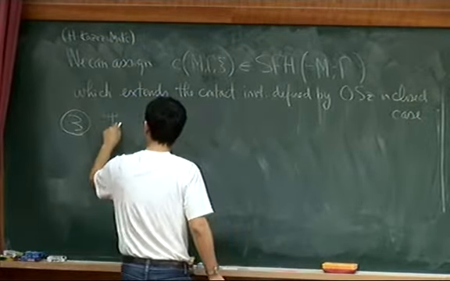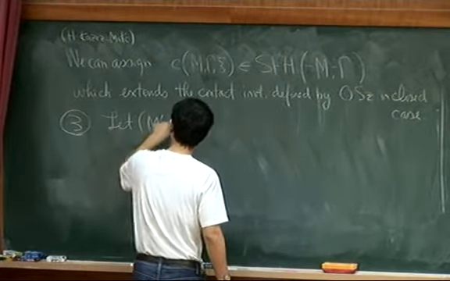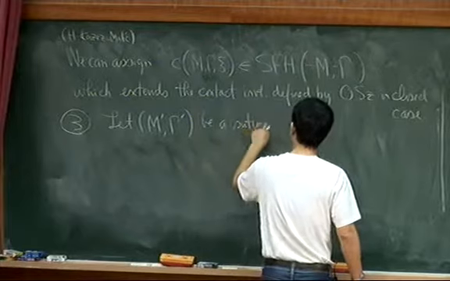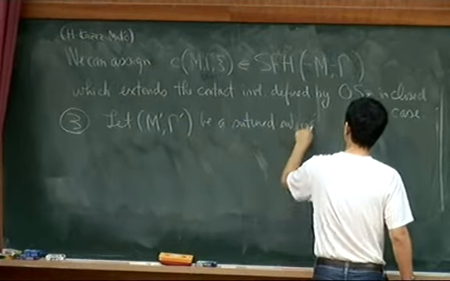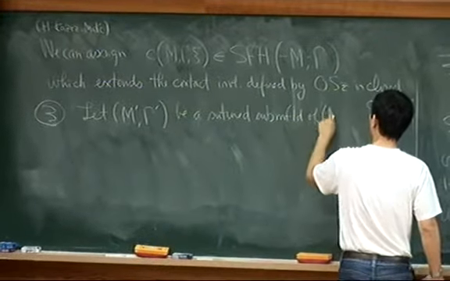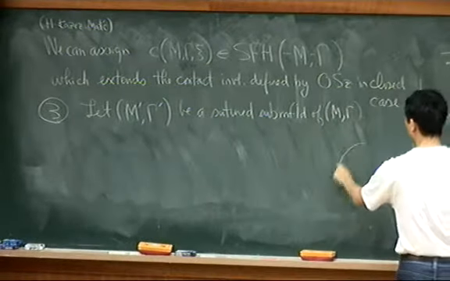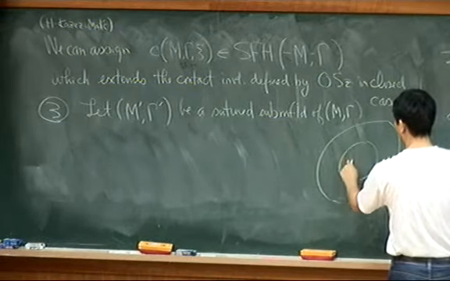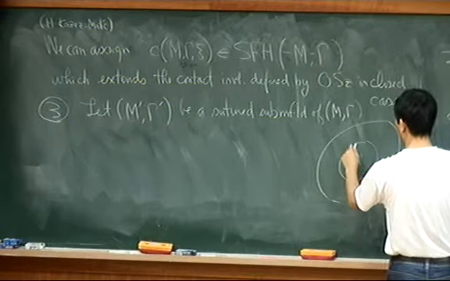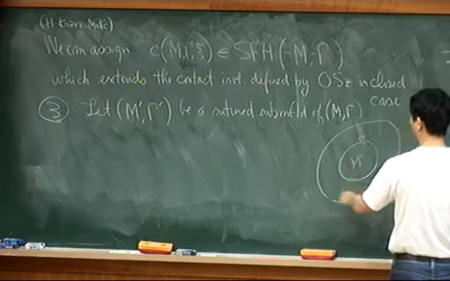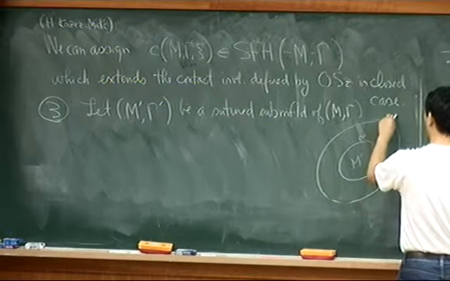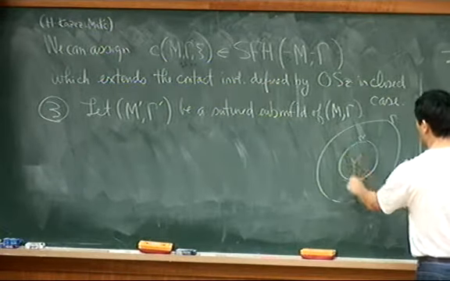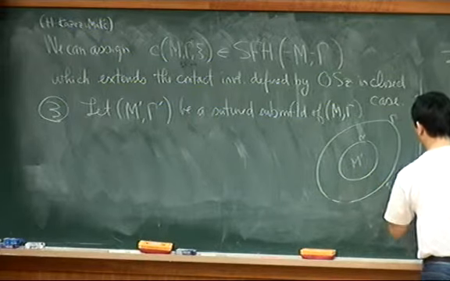Suppose you have a sutured manifold (M, gamma), and a sutured submanifold (M', gamma') of (M, gamma). By this I mean you have a manifold M' contained in the other one, and on the boundary of M' you have gamma'. Then you have a larger manifold M with dividing set gamma on its boundary.